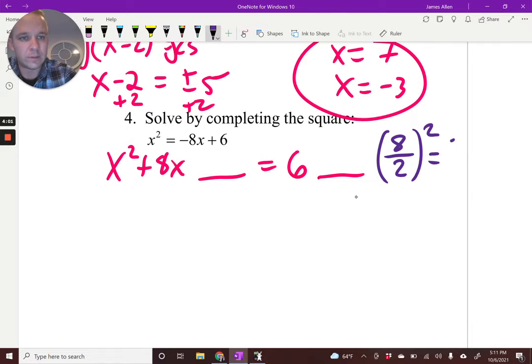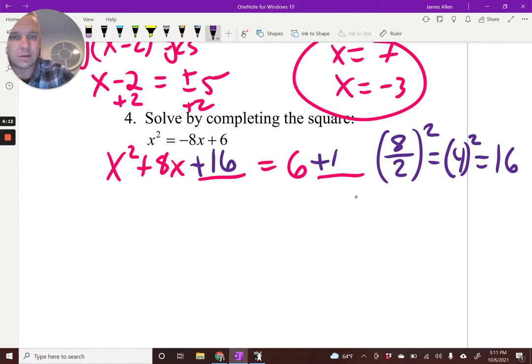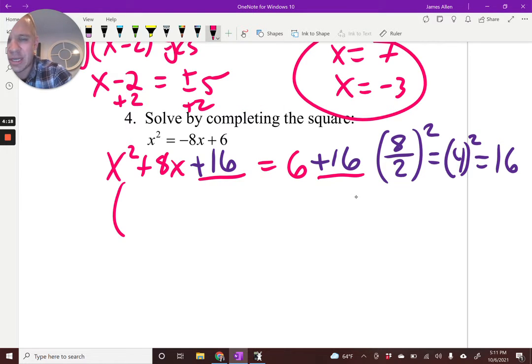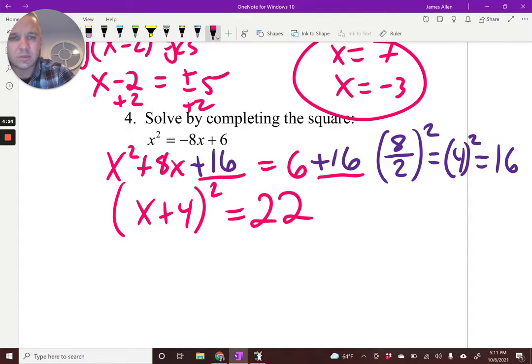About a squared. So I got 4 squared, and as you know, I like to write all these out because that 4 is going to be in my factor. So I get 16. 16 is what I'm adding to both sides. So now, in my factored form, I got x plus 4 quantity squared equals... 6 plus 16, I believe, is 22. I really hope I don't make some kind of a dumb error.